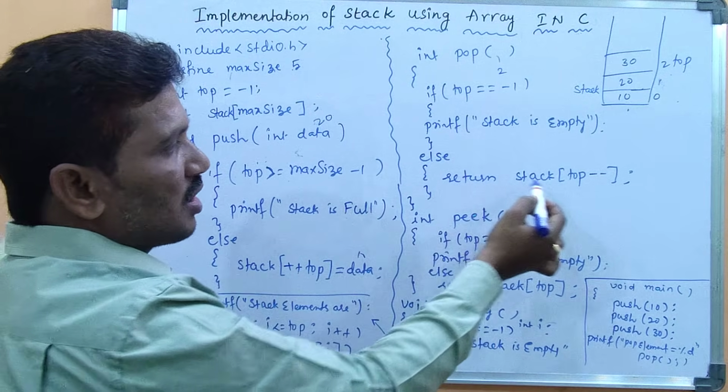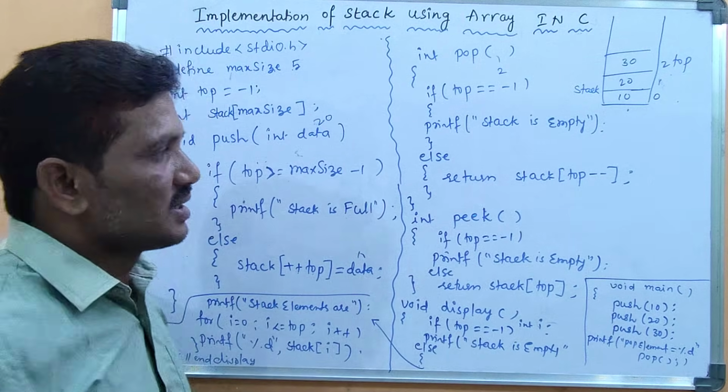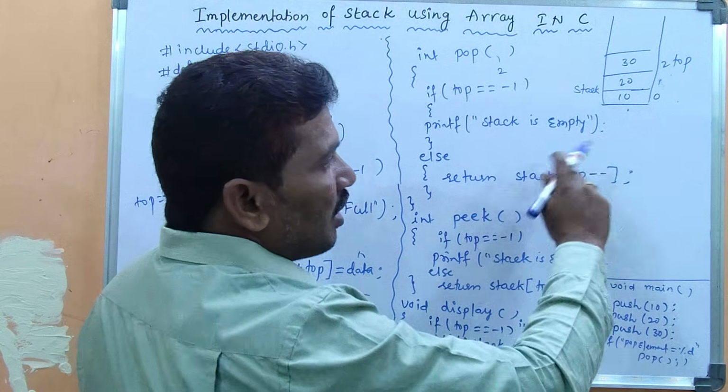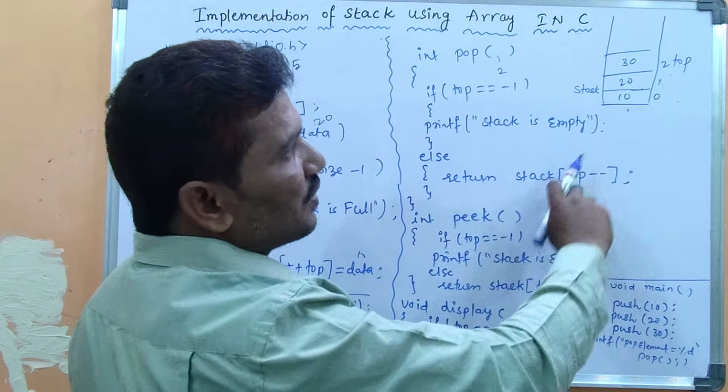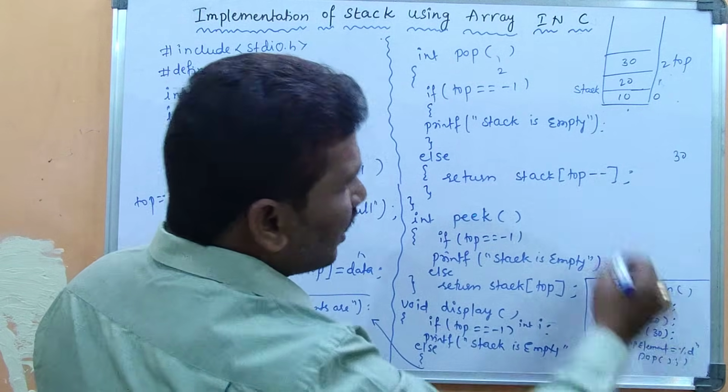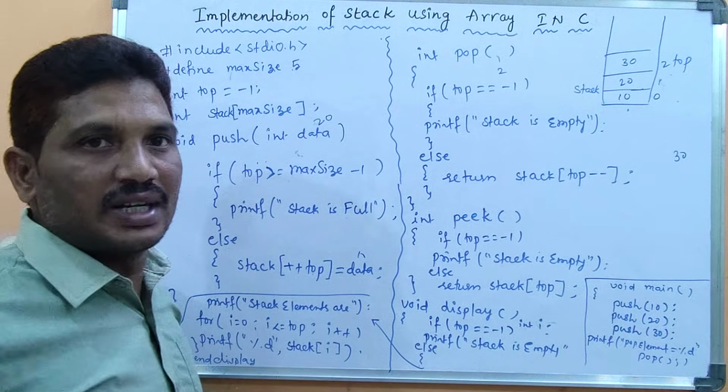Then control will come to stack of top minus minus. Stack of top minus minus. Because what is the stack of top? First it will return the stack of top. What is the stack of top? 30. 30 will be returned to here. After that the top value is decremented by 1.